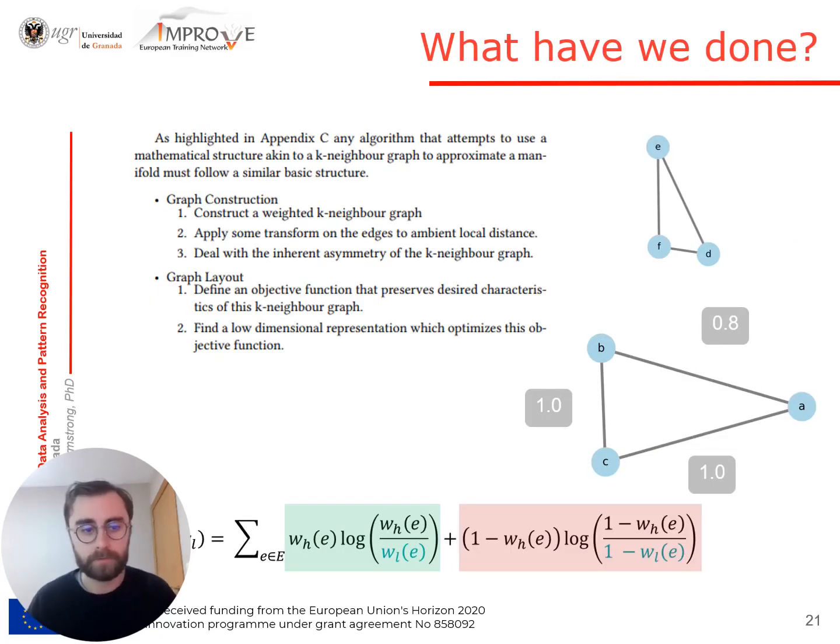So what have we done? Well, in the first step, we've constructed a weighted k neighbor graph, and we've harmonized the results for differing distances and the fact that your local clusters are going to be different from each other from the perspective of each of the points. And then once we've done that, we've created an objective function that we've minimized to represent this graph in lower dimensional space.